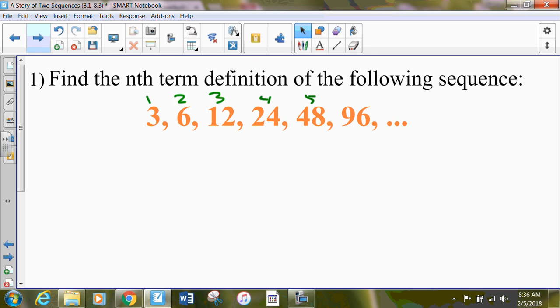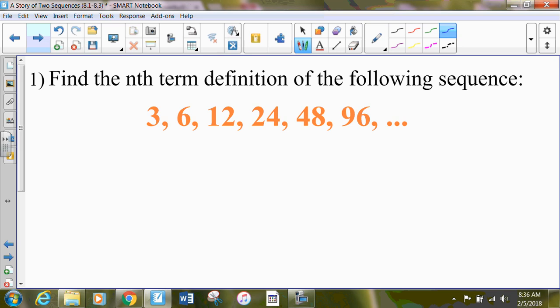And so it's the same idea, though. There's a multiplier, and I think if you look at this, we can all see that the multiplier is 2. Every term is being multiplied by 2 to get the next term. So 3 times 2 is 6, 6 times 2 is 12, etc., etc. So instead of a common difference, we have a common ratio.